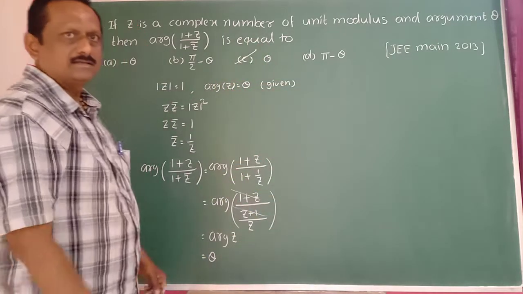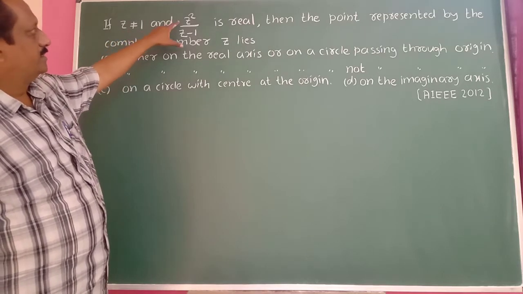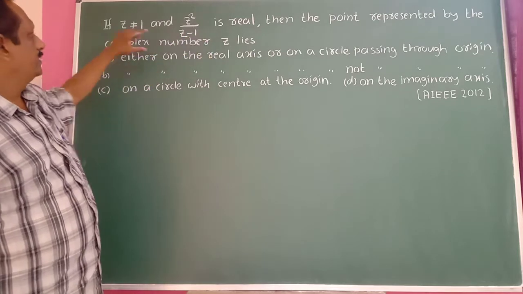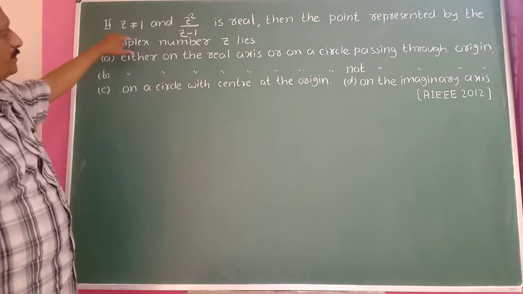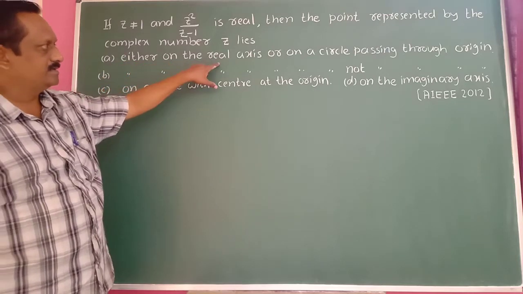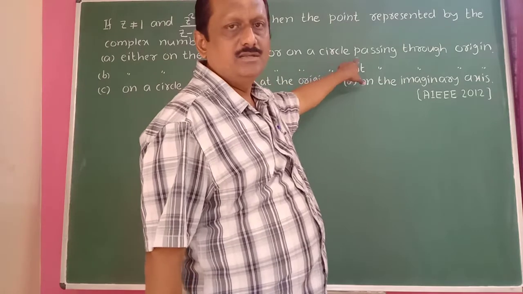Theta is 1. Z is not equal to 1 and z square divided by z minus 1 is real. Then the point represented by the complex number z lies either on the real axis or on the circle passing through origin.